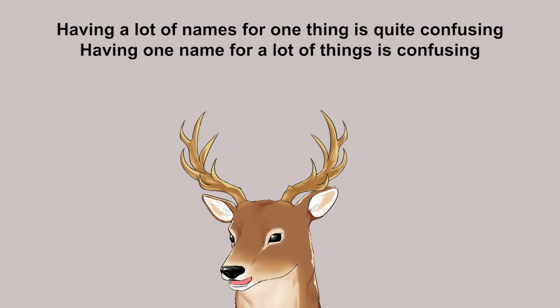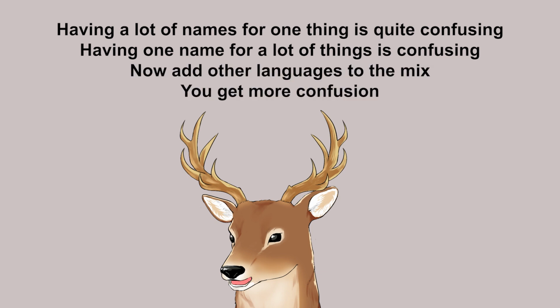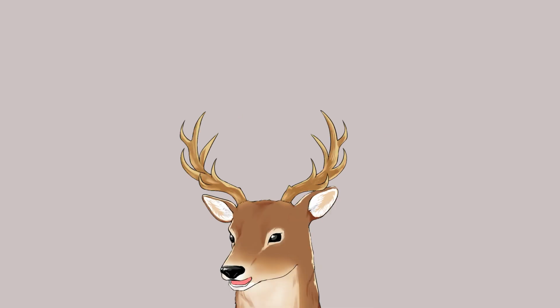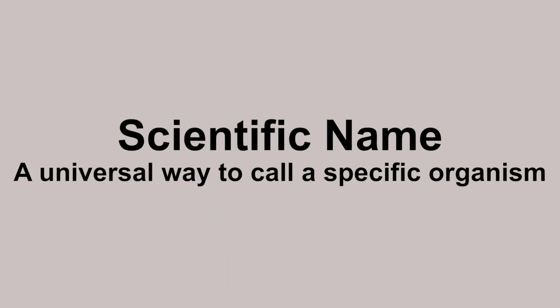And this is only in one language. Imagine other languages. One animal could be called hundreds of different names throughout the world. That is quite a problem when you're trying to pinpoint a specific animal. And so, that's where scientific names came in. With scientific names, there is a universal way to call a specific animal.